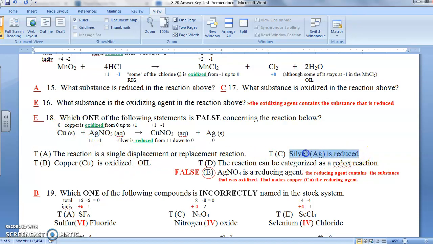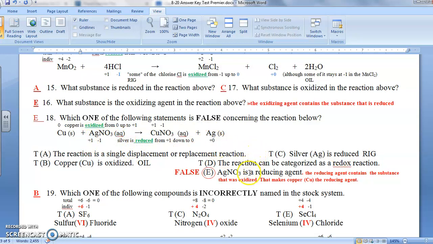Here it says letter C, silver's reduced. Well, silver started out as +1. Nitrate's -1. Over here, silver is now by itself. So silver went from +1 down to 0. It was reduced, lowered to 0. So silver was reduced. Its number went down. Remember, reduction is RIG, not FRIG. RIG stands for reduction is gaining control. Silver has +1. It gained control of an electron, which put it down to 0.